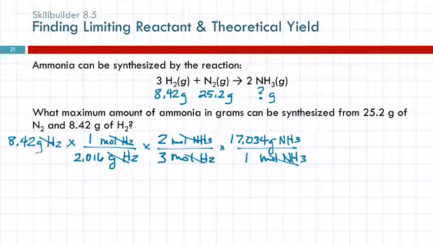So 8.42 divided by 2.016 times 2 divided by 3 times 17.034 equals. This would also have three significant figures, as commonly happens in problems like this. That's grams of ammonia.